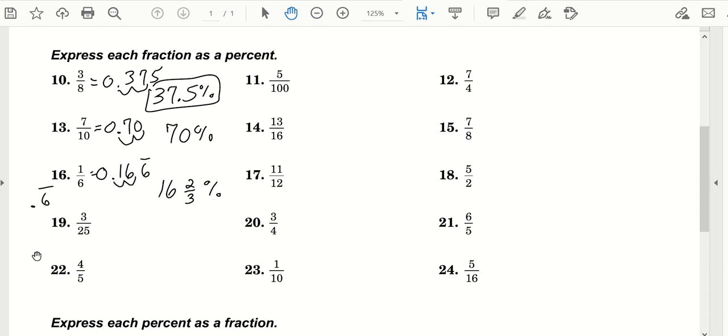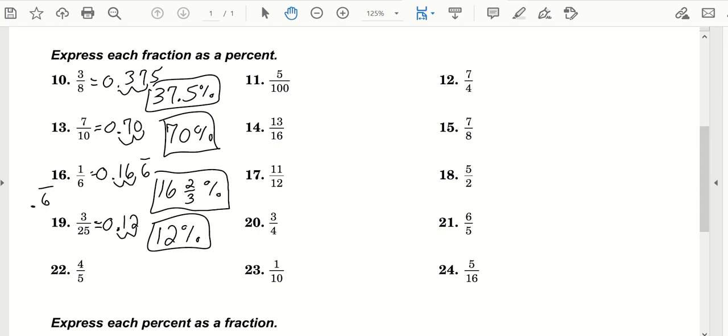Number 19, 3/25. 3 divided by 25, we get 0.12. Move that decimal over 2 spots, 1, 2, and we get 12%. Need to box that in. Please clearly identify your answers here. Last one here, 4/5. 4 divided by 5, we get 0.8. We slide that decimal over 2 spots. Remember, this is 0.80. Slide that decimal over 2 spots, and we get 80%. There you go.